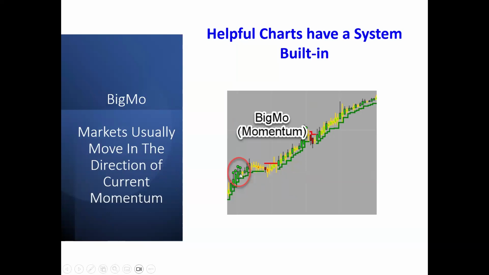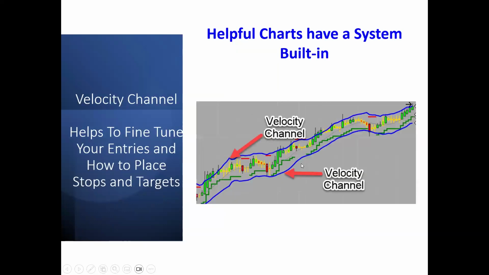Usually markets will move in the direction of current momentum. So we have an indicator we call the Big Mo. What it does is put dots on the screen, green dots when we have up momentum and red dots on down momentum.